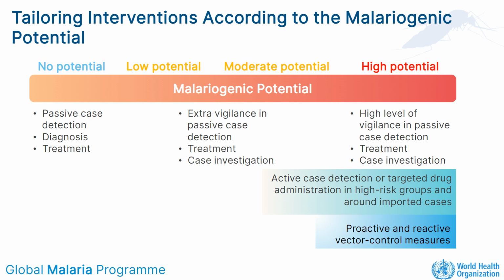An alternative or complementary approach could be to use reactive IRS around a confirmed case if the area has not been recently sprayed. So you can see that after elimination, the degree to which interventions should be continued will depend on the estimation of malariogenic potential in the area. The health jurisdictions of a country that has eliminated malaria will need to be stratified by estimated malariogenic potential, and then an appropriate intervention package should be tailored to the characteristics of each stratum. We will cover stratification in the next unit.